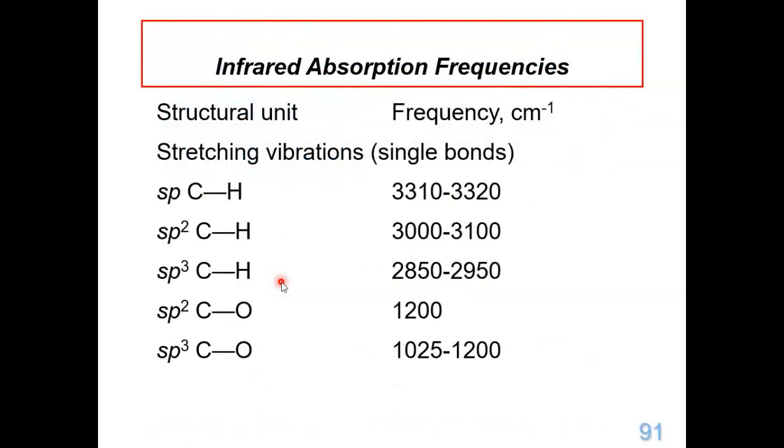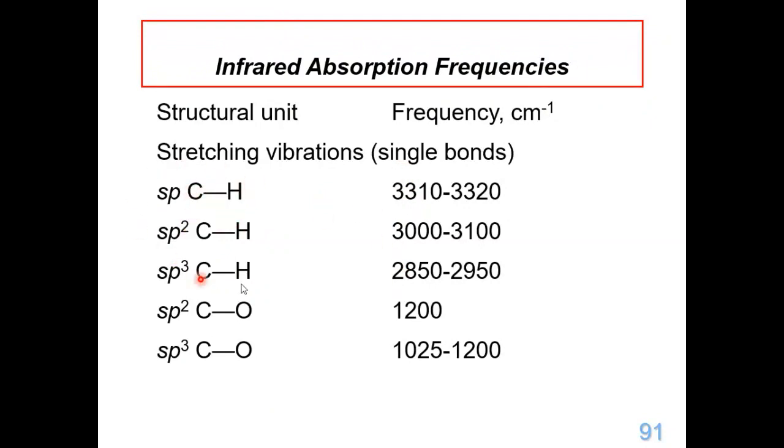Now look at those CH single bonds. All of them are single bonds, but the bond strength is related to the hybridization state. As we learned earlier, sp2 carbon generally forms a stronger bond than sp3 carbon, and sp carbon forms a stronger bond than sp2 carbon. So although all three are single bonds, this one is the strongest, this one is second, and this one is the weakest. That's why you see their vibration frequency vary in this manner.